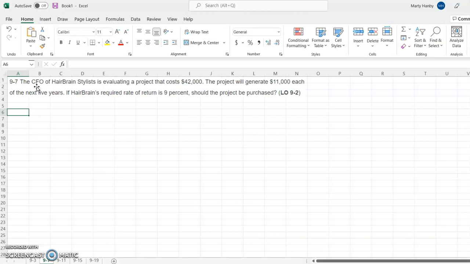The project will generate cash flows of $11,000 each of the next 5 years. Harebrained's required rate of return is 9%. Should the project be purchased?